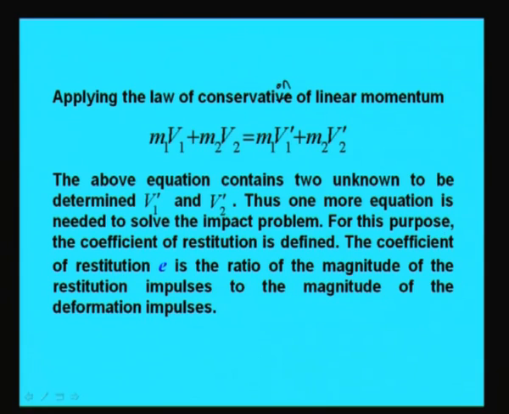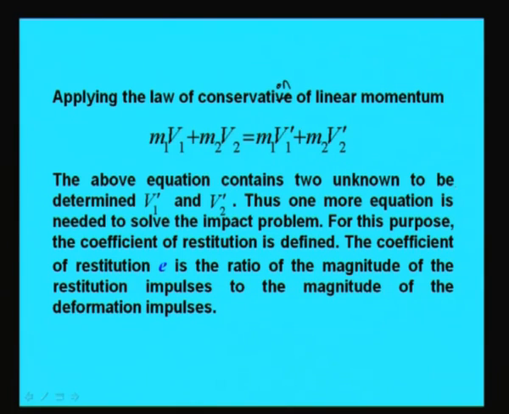But instead of doing that, we describe the same thing in a slightly different manner. The loss in kinetic energy can be indicated by one quantity called the coefficient of restitution e. This coefficient of restitution e is the ratio of the magnitude of the restitution impulse to the magnitude of the deformation impulse.